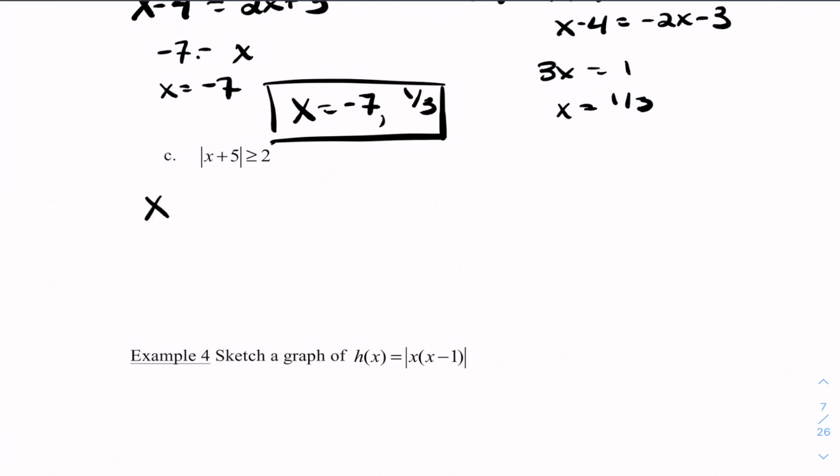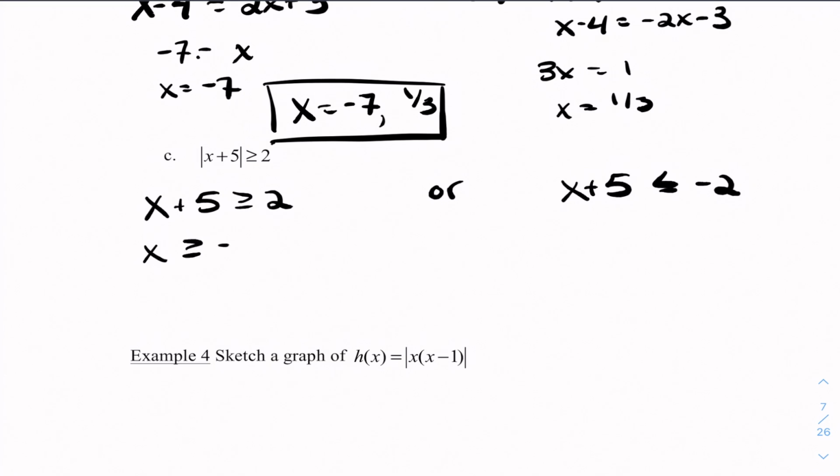So if we follow the same logic, we have x plus 5 is greater than or equal to 2. Everything stays the same. Or we have x plus 5 and negative 2, and because we have an inequality, we change the direction. So we subtract 5. Let's just jump right ahead. x is greater than or equal to negative 3, or x is less than or equal to negative 7.